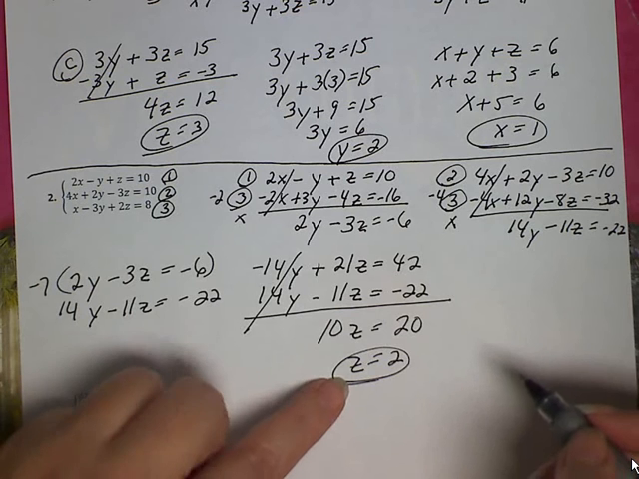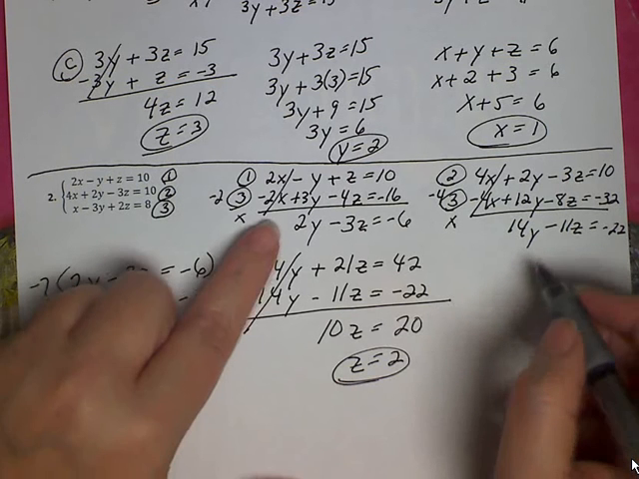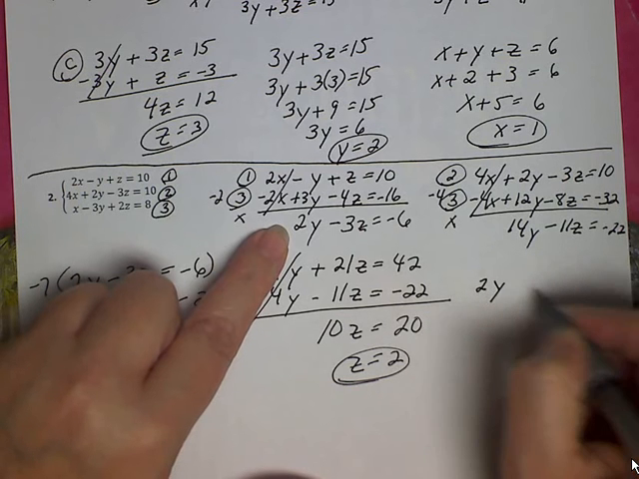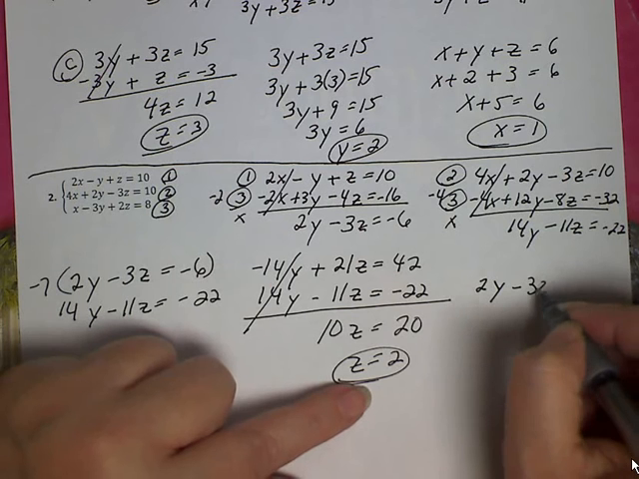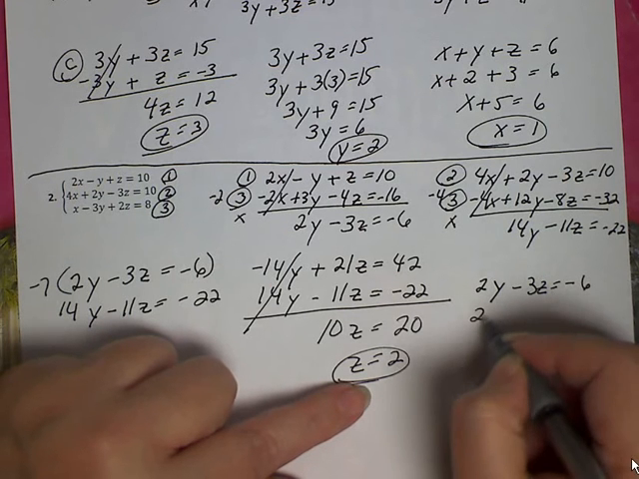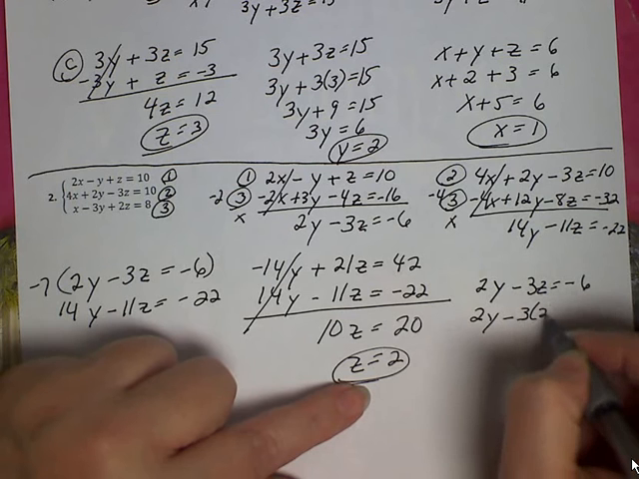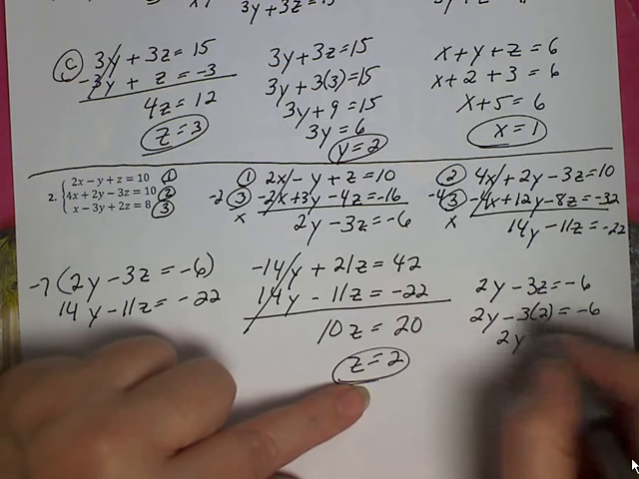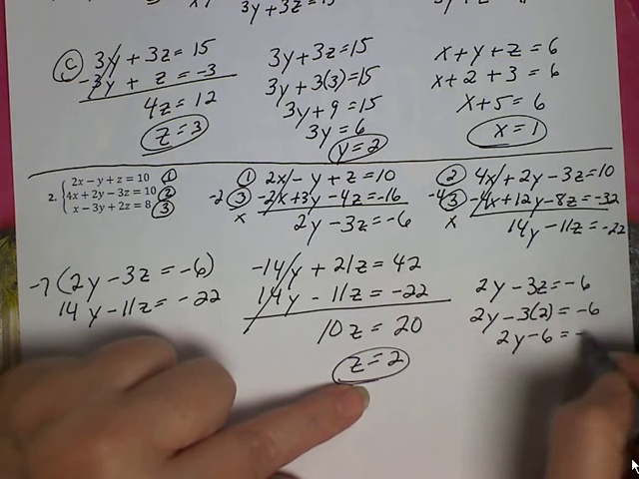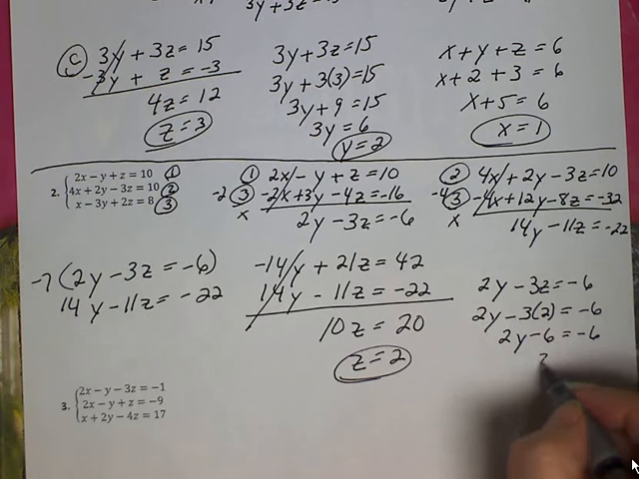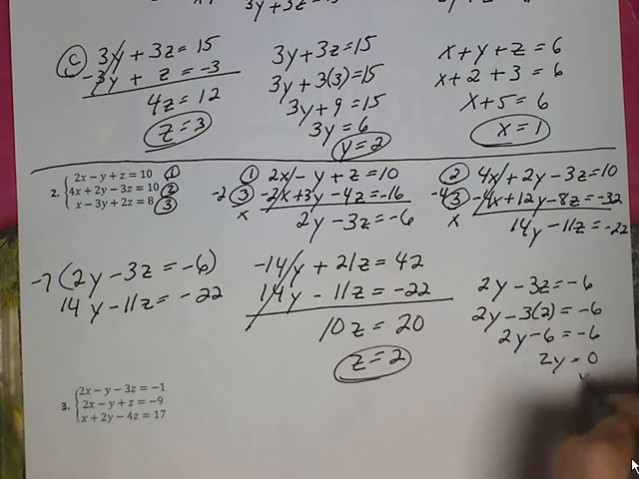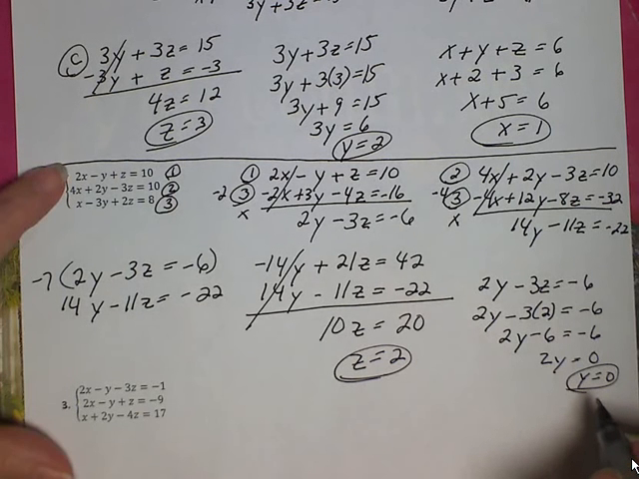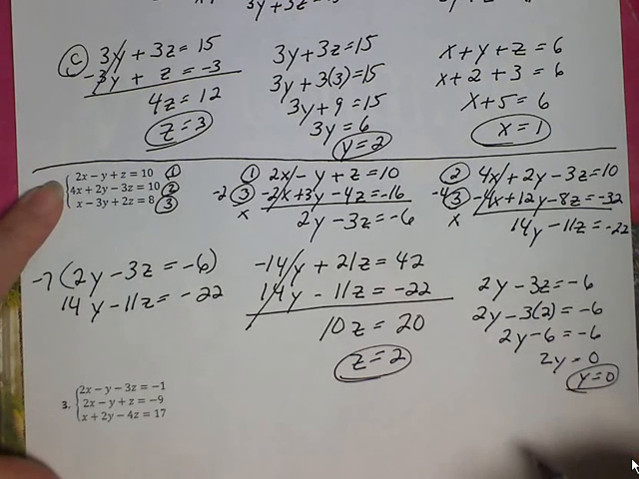Z is 2, we have to figure out what y is, so I have 2y minus 3z is equal to a negative 6. 2y minus 3 times 2 equals negative 6. 2y minus 6 equals negative 6. Add 6, so we have 2y is equal to 0, so y is 0. Still have to figure out what x is. You can use any of those three.